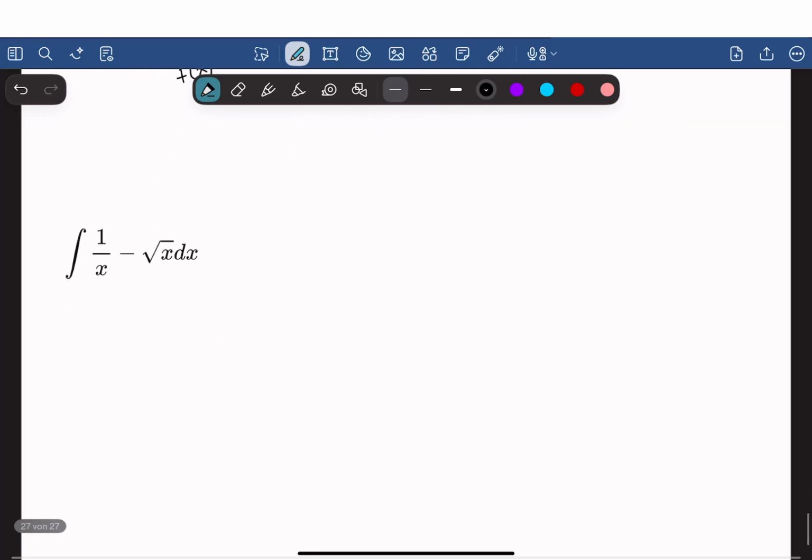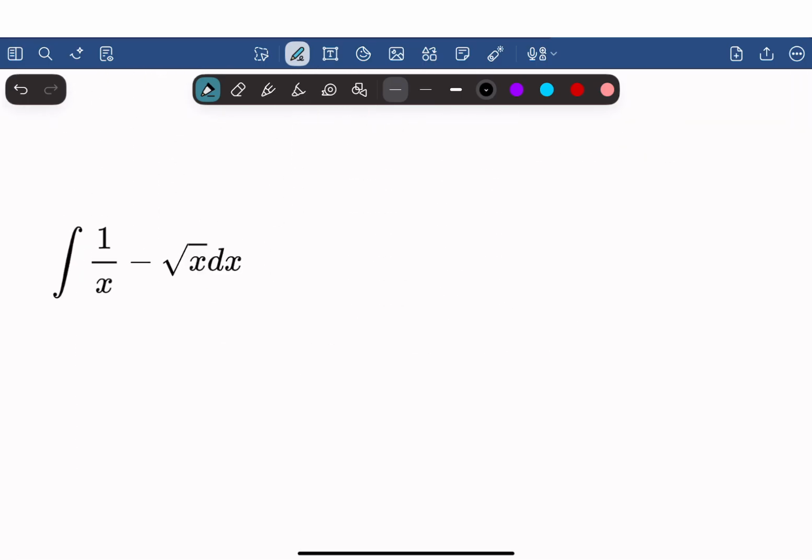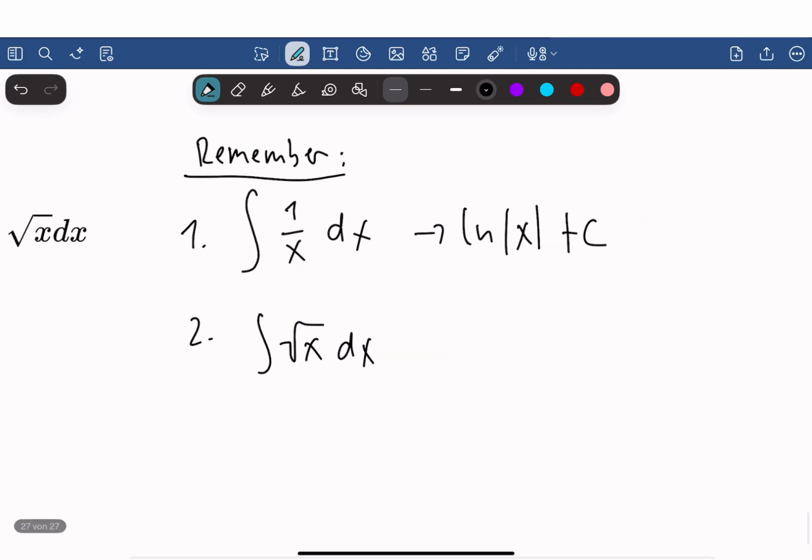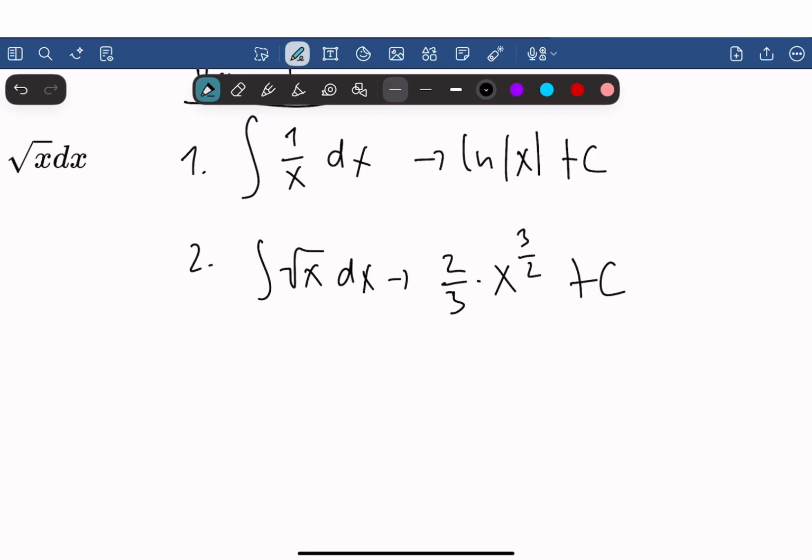Now to the second integral. The second integral is pretty standard, so you just have to remember one or two things. If you integrate the function 1 over x dx, you will get the ln of absolute value of x plus c. Remember. And the second one you can remember: if you integrate the square root of x dx, you will get 2/3 times x to the 3 over 2 plus c. This is because you can rewrite the square root of x as x to the 1/2 power.